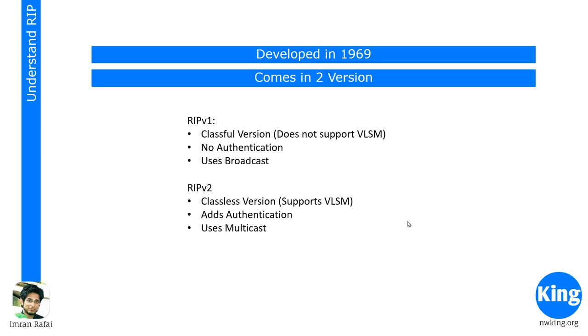So there are two versions of RIP. RIP came with version 1. That was a classful version of RIP. That means it did not support variable length subnet masking, so you could only give one subnet, like we will look at a little later. It also did not support authentication.